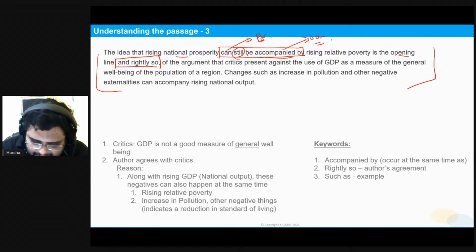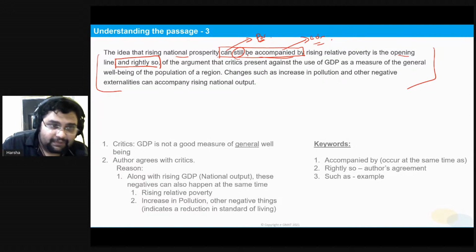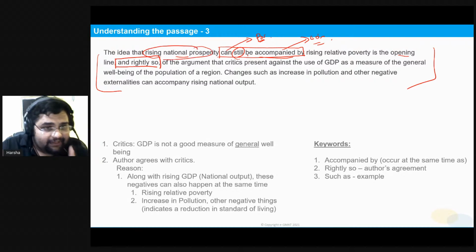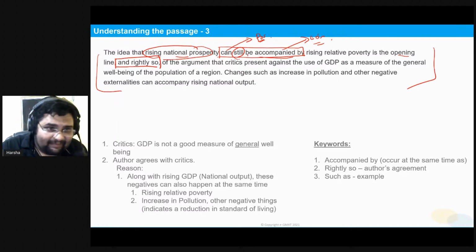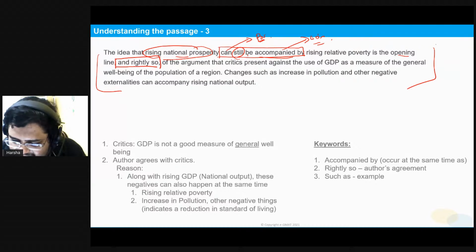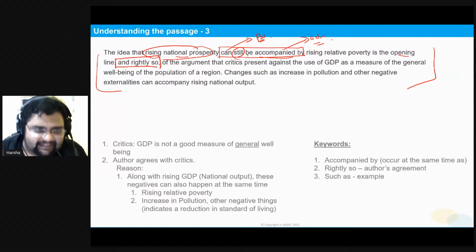So essentially, what is the author telling us here? There are a lot of important words here which are not keywords, but you should pay attention to. The idea that rising national prosperity. Notice the word rising, which means increasing. It does not say high. It does not say high national prosperity. It does not say medium. It does not say constant. Rising. The minute you see the word rising, that means that it's increasing.